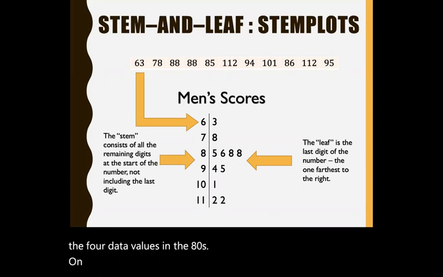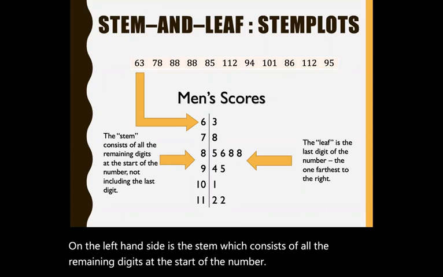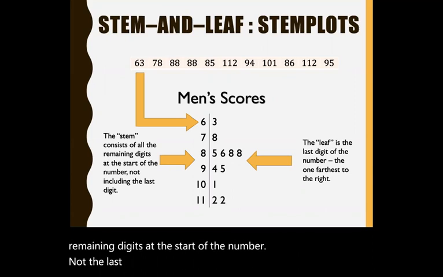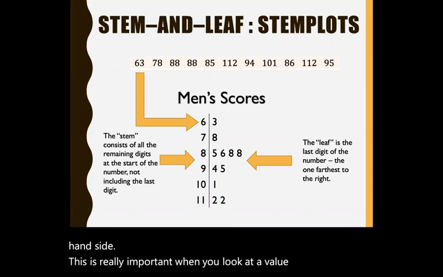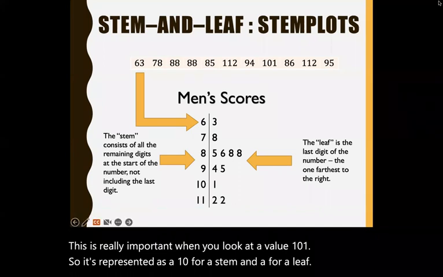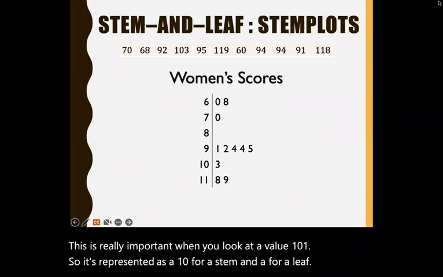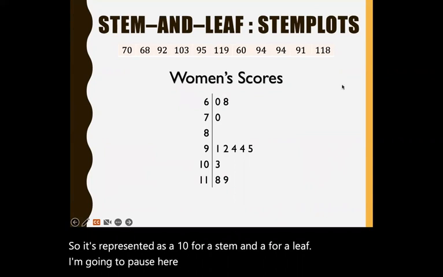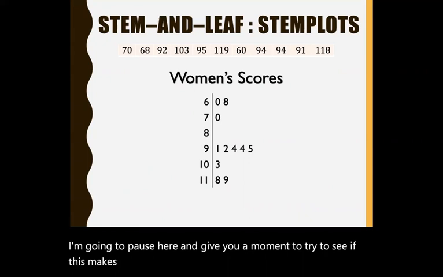On the left-hand side is the stem, which consists of all the remaining digits at the start of the number, not the last digit. So whatever comes before will go on the left-hand side. This is really important when you look at a value like 101. It's represented as a 10 for a stem and a 1 for a leaf. I'm going to pause here and give you a moment to see if this makes sense to you.